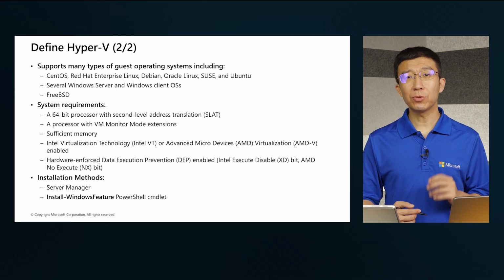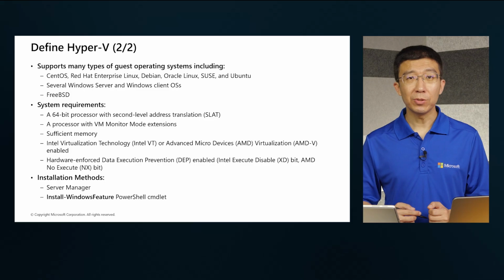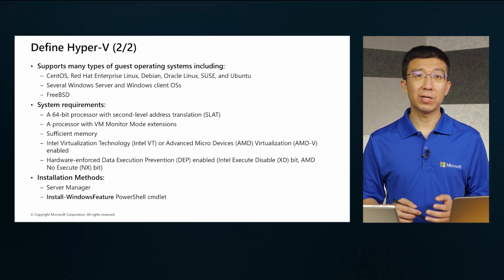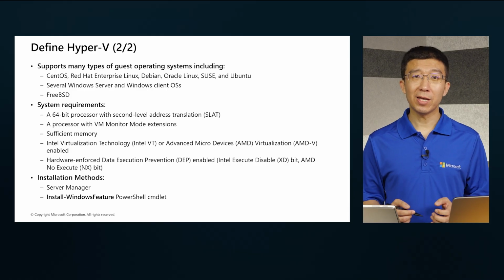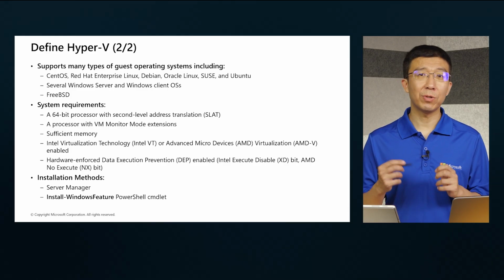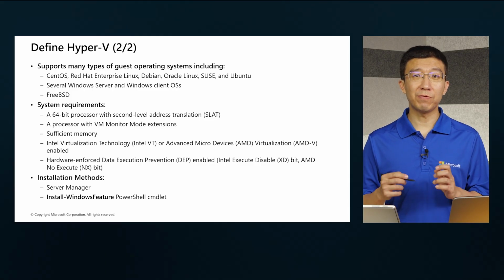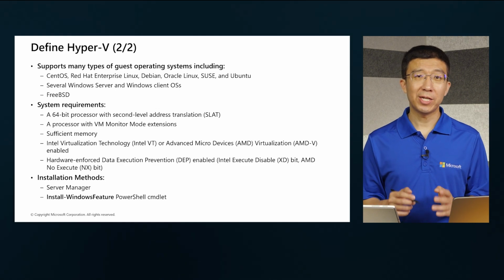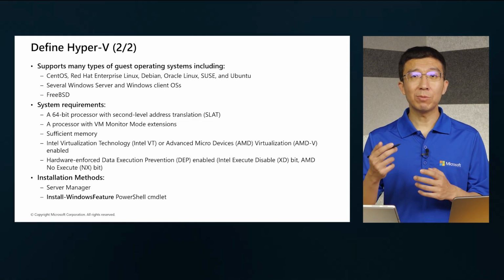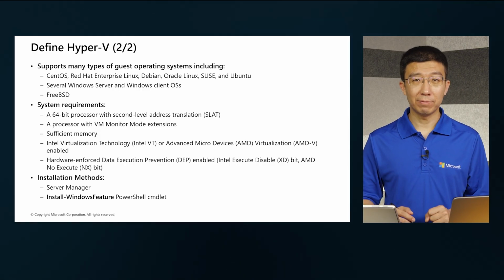There are two primary ways to install the system. You can use Server Manager for graphical interface-based installation, or you can automate the setup process by employing the Install-WindowsFeature PowerShell cmdlet. Always check compatibility and requirements before enabling Hyper-V on your hardware.